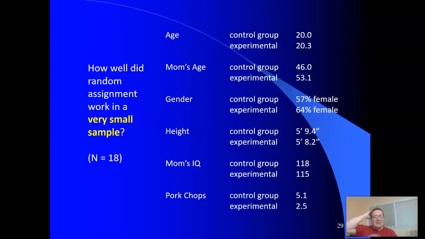These people were meat lovers. Let me tell you, when I asked them what's the greatest number of pork chops you've ever eaten in your life, the folks in the control group said about 5, and the folks in the experimental group said about 2.5. So on average, there were much bigger fans of pork in the control group because of dumb luck, because of bad luck here, than in the experimental group.